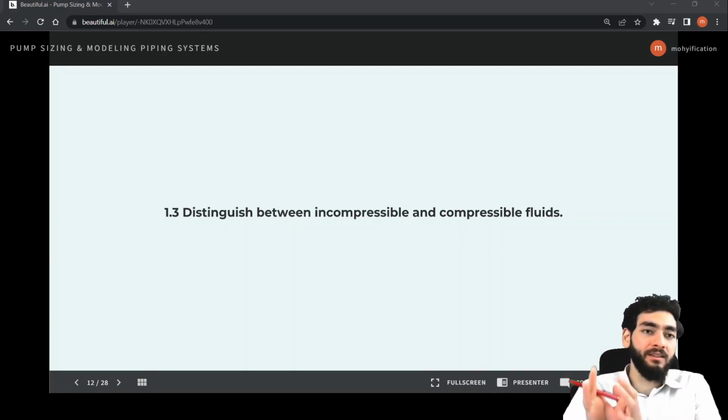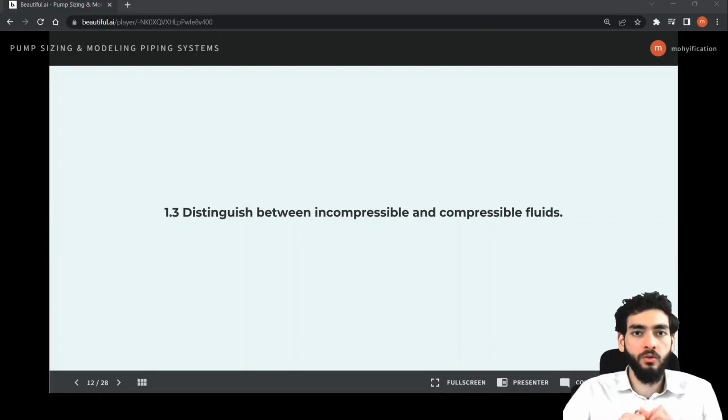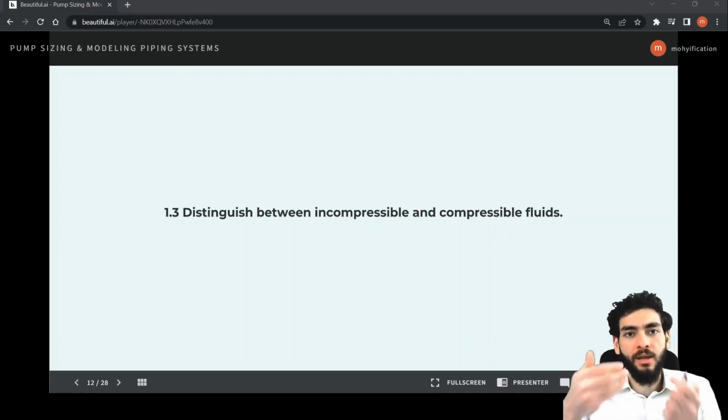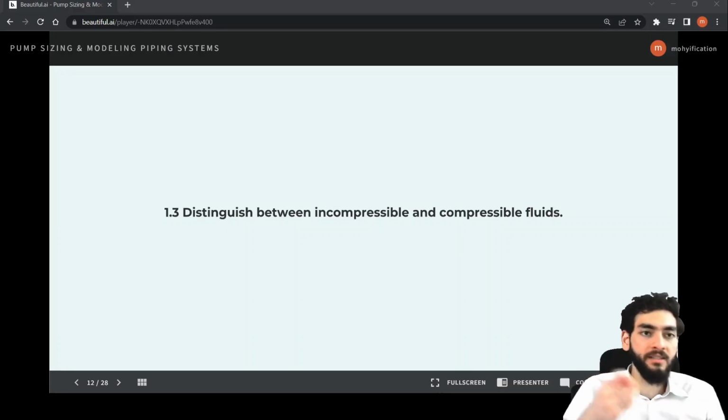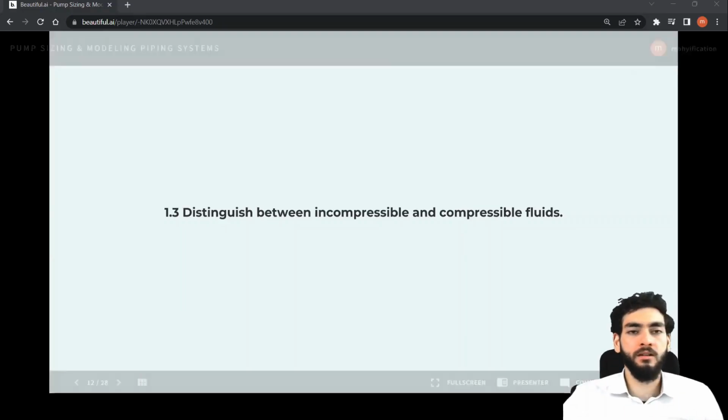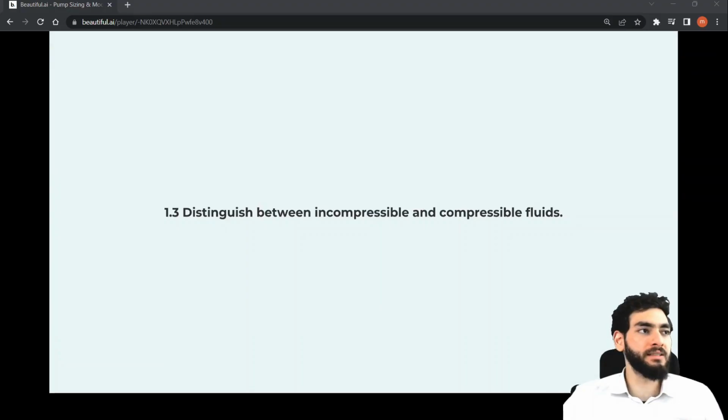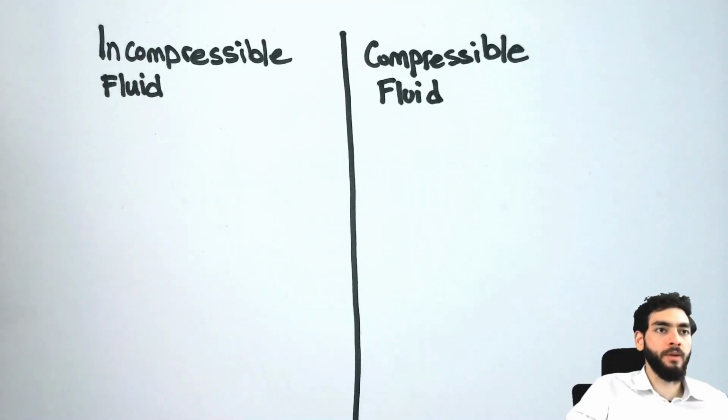But we haven't yet developed the energy balances. That will be in chapter 2, but I will show you the assumptions that we make when we look at the math between incompressible and compressible fluids. And so we're going to look at a quick example so that you would really understand what I mean in terms of being able to distinguish between them, because it's super important. So we're back to my board.